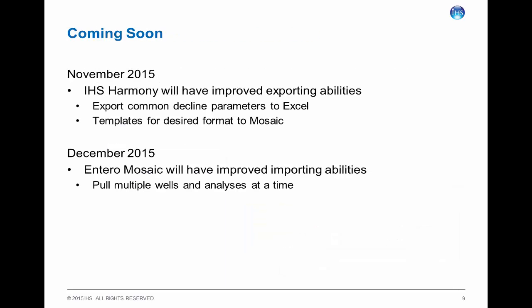Now, coming soon, November 2015, IHS Harmony is going to have improved exporting abilities. We're going to export common decline parameters into Excel, and we're going to have templates for the desired format to Mosaic. Then later, in December of 2015, Entero Mosaic will have improved importing abilities, so they'll be able to pull in multiple wells and analyses at a time. So we're both working to improve the connection between the softwares, to improve the workflow for this asset valuation technique.